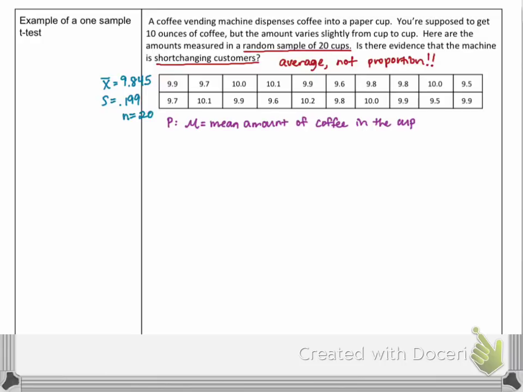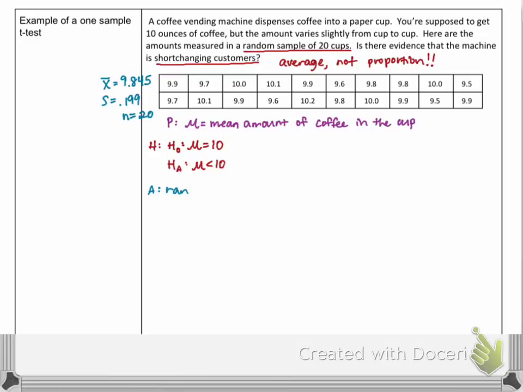And so just like before, when you write your null hypothesis, it's always going to be an equal. So your null hypothesis here is that the mean equals 10. That would be boring. That's what they say is happening. Our alternative hypothesis is we're looking at, were people shortchanged? Okay, so is that mean actually less than 10? So we're doing a one-tailed test of less than 10.